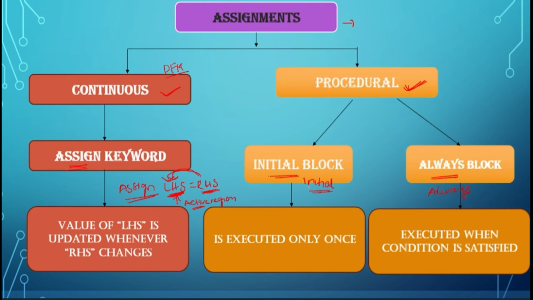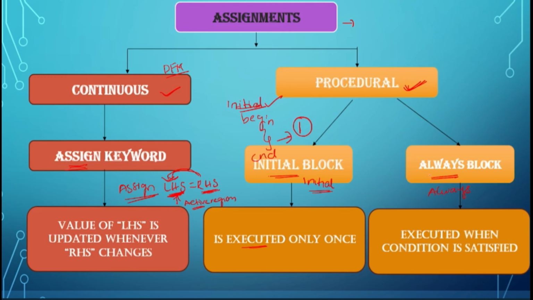Okay, and coming to initial and always, initial is executed only once. That means whatever you are writing inside this initial, like initial begin and end, whatever code you are writing within this initial block, is executed only once. Okay, it can't be executed again. Once the execution is finished, the simulator will come out of that block, but it can't be executed more than once in case of the initial block.